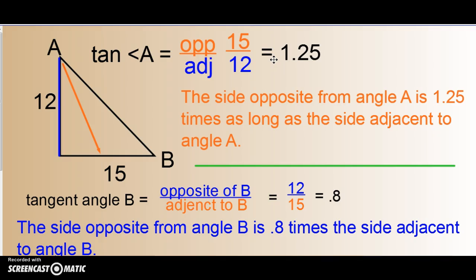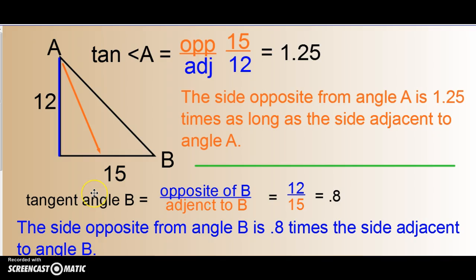And then your book will say, explain what that means. And you would write it as, the side opposite from angle A is 1 and 25 hundredths times as long as the side next to angle A. Then your book wants you to do both angles in each problem.